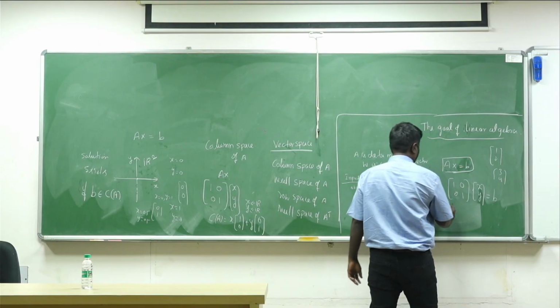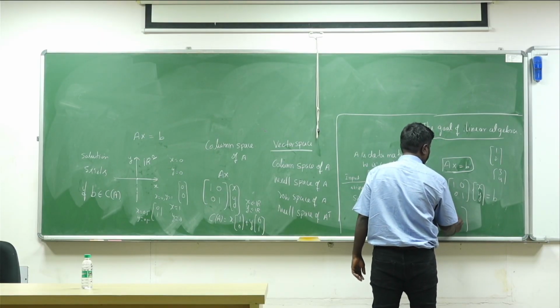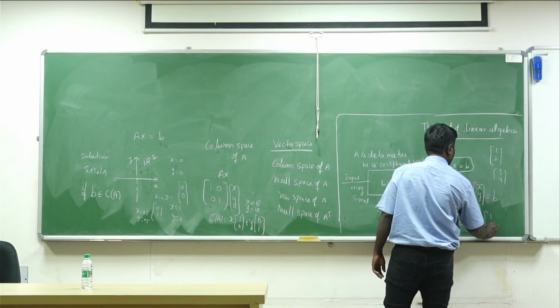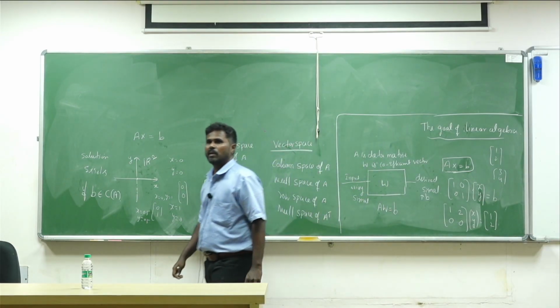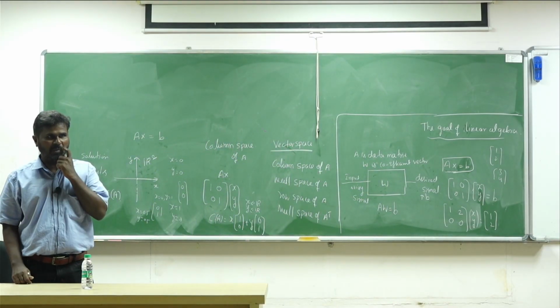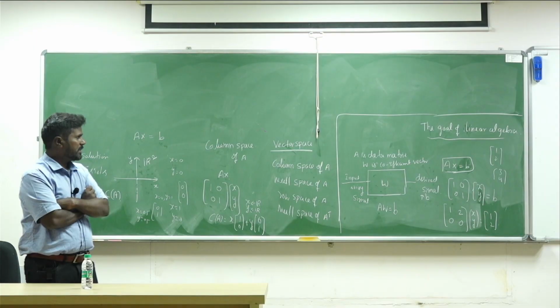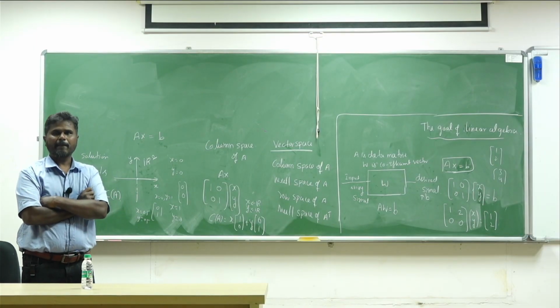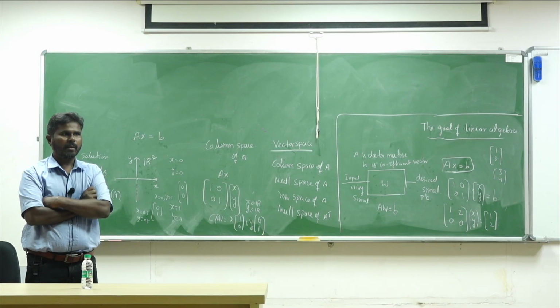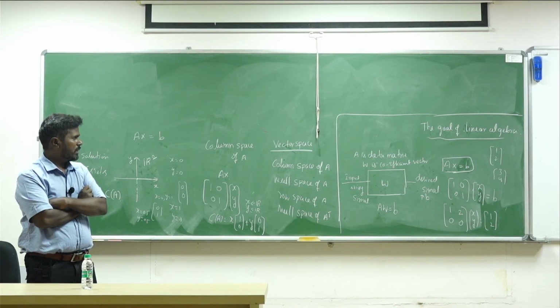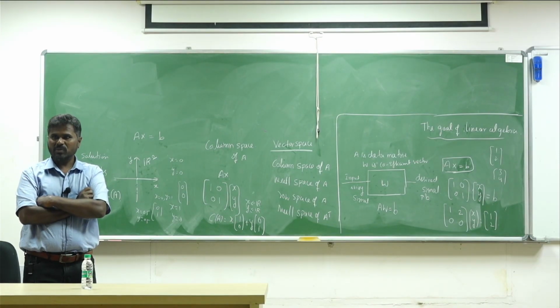Suppose you have a matrix something like this. How many of you say that this system of equations has a solution? What is the reason that you don't have a solution here? 1, 2, 0. Do you have a solution for that?